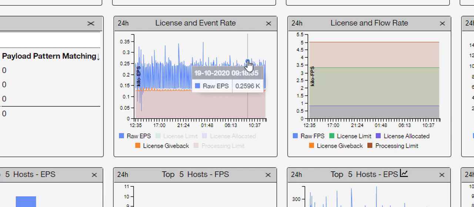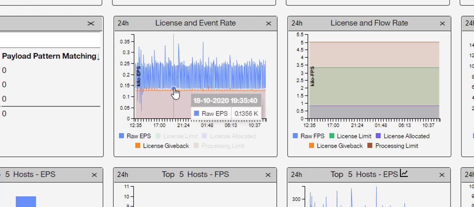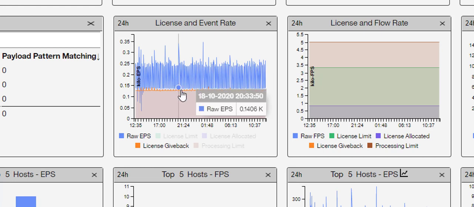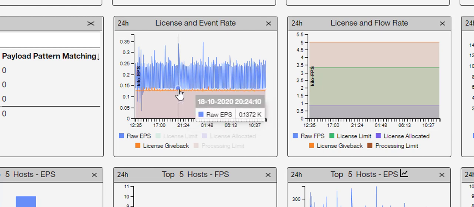So my not very busy demo server shows my peak is 258 events per second, and this is a 24-hour window. It will tell you a lot about what's going on, right? And this is raw as measured at the event processor. This is going to get important later. Okay, and this is my license give back, or what I'm not charged for. So the total number of events per second here, the total number of raw is here.